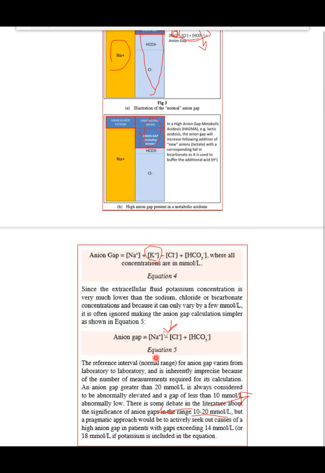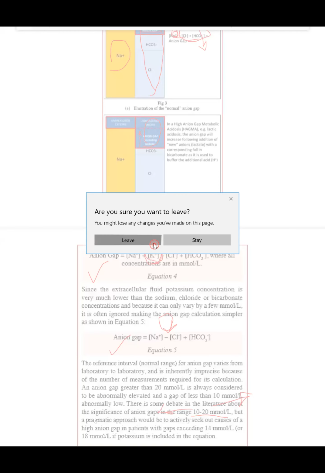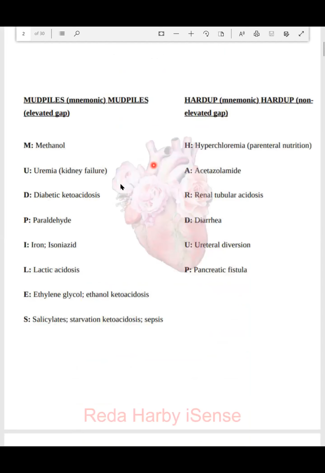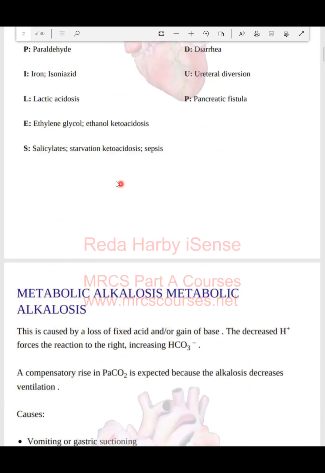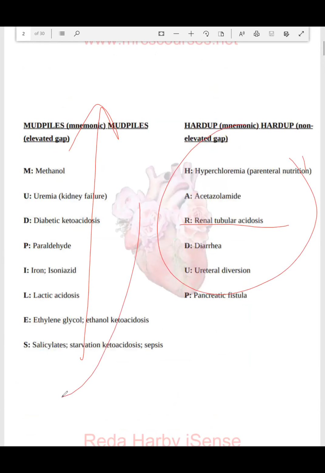What is the difference between this and this? This is correct and this is correct. We have some anion gap equations with potassium and without potassium because it minimally affects the extracellular fluid cations. Okay, it's very easy, and I will show you many scenarios at the end of this lecture. Okay, so don't forget that this is high anion gap metabolic acidosis, and this is normal anion gap metabolic acidosis.